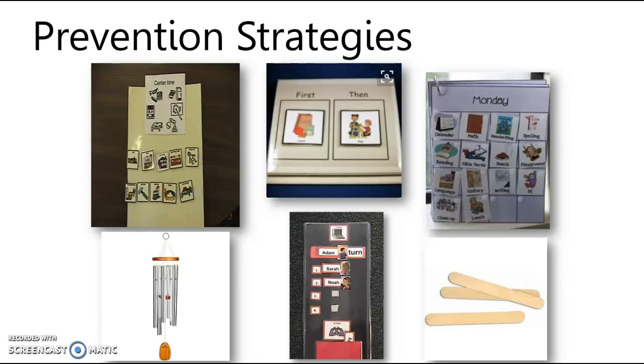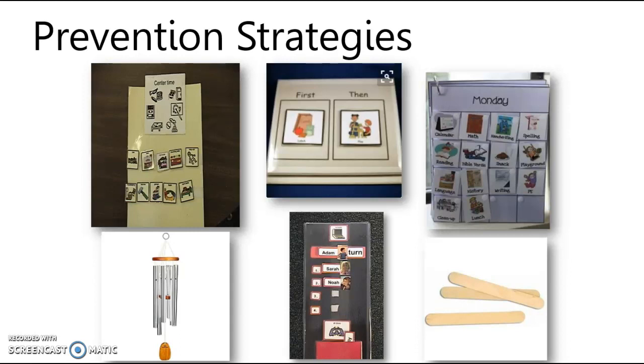A wind chime is a good tool that can help, especially for sensory children, to trigger that a change is coming, a transition is coming, an expectation is coming, but it's a much calmer tool to use than flashing lights or putting on loud music.